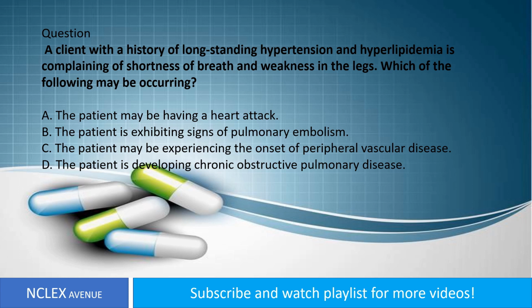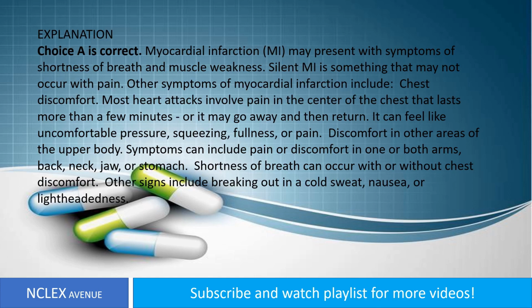Question. A client with a history of long-standing hypertension and hyperlipidemia is complaining of shortness of breath and weakness in the legs. Which of the following may be occurring? A. The patient may be having a heart attack. B. The patient is exhibiting signs of pulmonary embolism. C. The patient may be experiencing the onset of peripheral vascular disease. D. The patient is developing chronic obstructive pulmonary disease. Explanation. Choice A is correct.